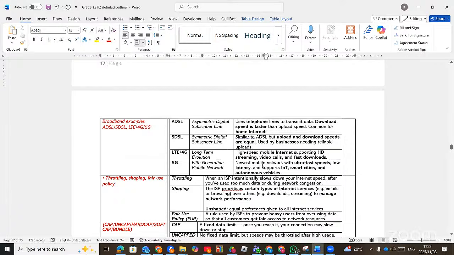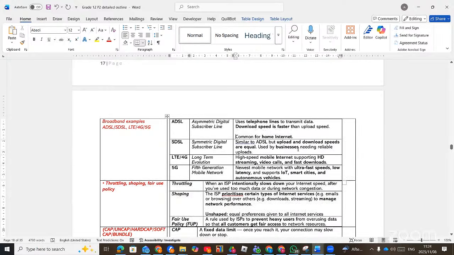ADSL, which stands for asymmetric digital subscriber line. They are a type of broadband or internet connectivity that use telephone lines. With ADSL, the download speed is faster than the upload speed. Take note. And ADSL is mostly found in our homes. For the internet, you mostly find it in our home, or some schools also use ADSL.